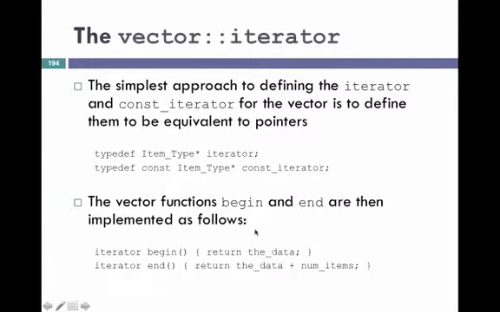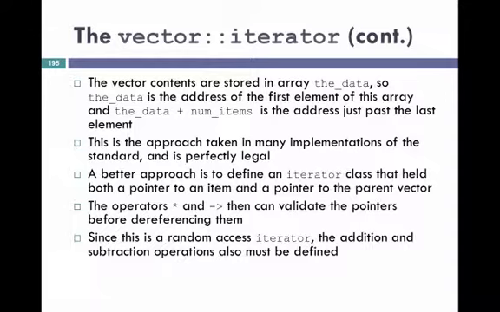The vector functions begin and end are then implemented as follows. Here's our begin function that returns a pointer to the data, and end returns the data plus num items. Since iterator is a pointer to this item type, that's the return type of the body. Now the vector contents are stored in the array data, so data is the address of the first element of the array, and data plus num items is the address just past the last element.